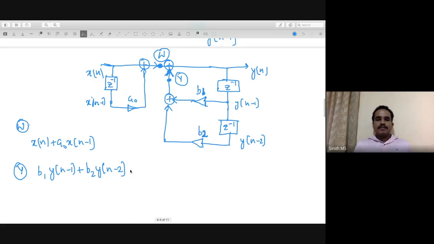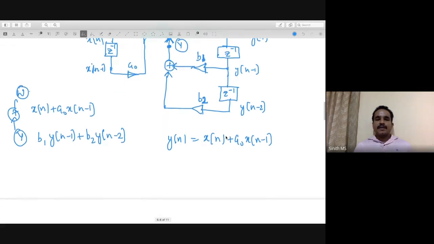So this is added together to get the point y, and w and y should be added together to get yn. So yn is basically the summation of these two terms: xn plus a0 xn minus 1 plus b1 yn minus 1 plus b2 yn minus 2.